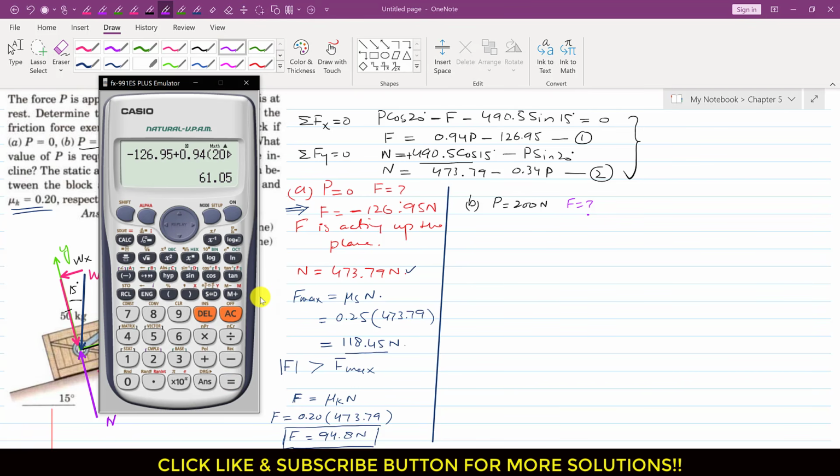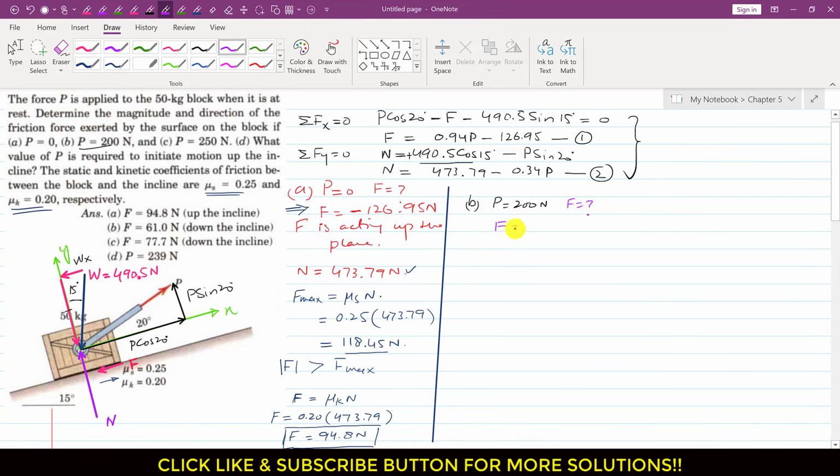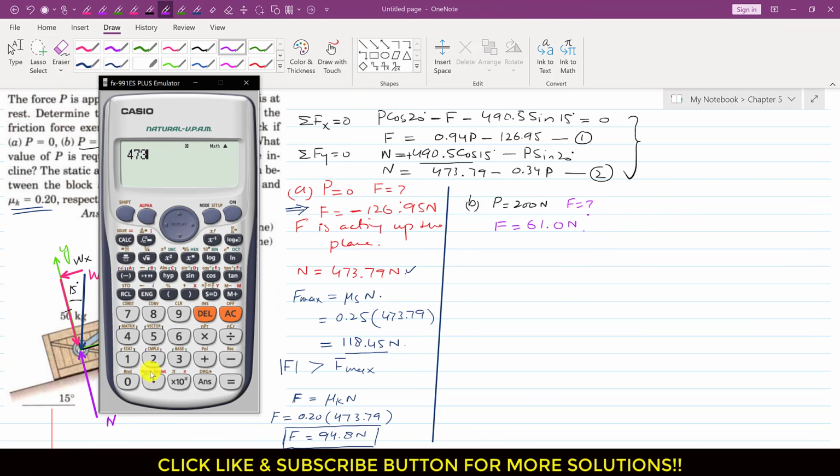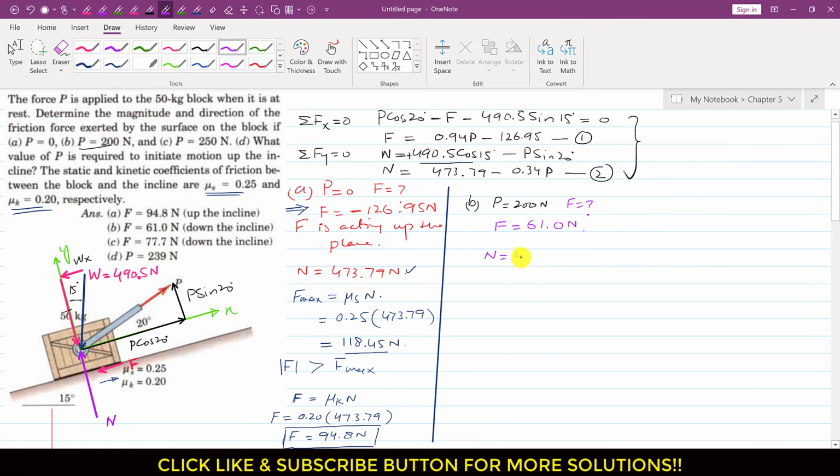So this gives us the friction force as 61.05, right? So I will write that it is 61.0, let's say, Newton. And if I put P equals 200 in equation 2, so that is 473.79 minus 0.34 into 200. So this gives us N equals 405.79, right? So N is approximately 405.8, let's say.